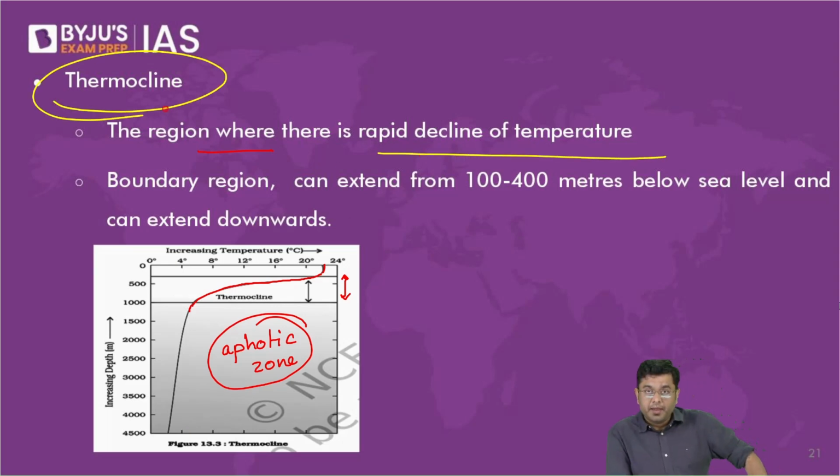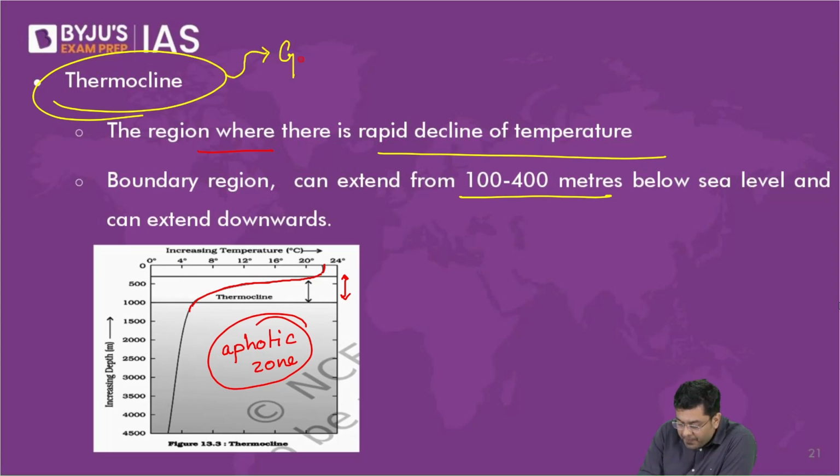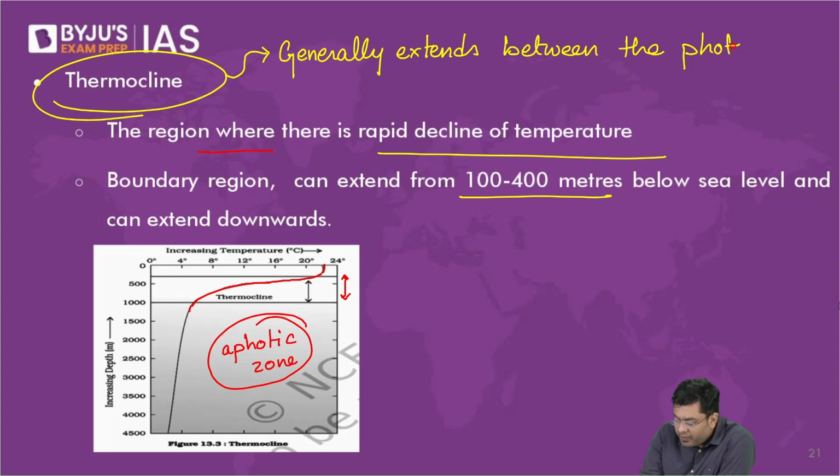At the bottom, the ocean ends up representing a kind of consistency in temperature and density, which it has exhibited for a very long period of time. So generally, you will find at the bottom there is a greater amount of consistency. The region where there is a rapid decline of temperature is what is referred to as the thermocline, or the change in temperature. That is observed in the boundary region, the zone of transition, which can extend from 100 to 400 meters below the sea level, can extend downwards.